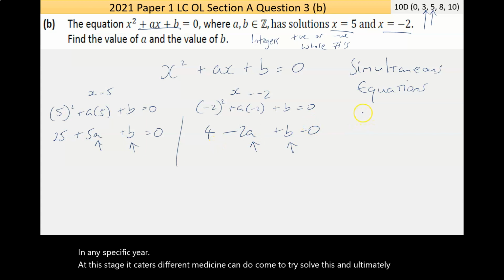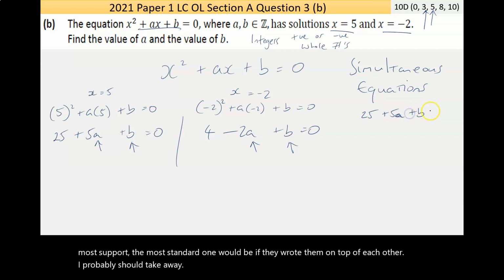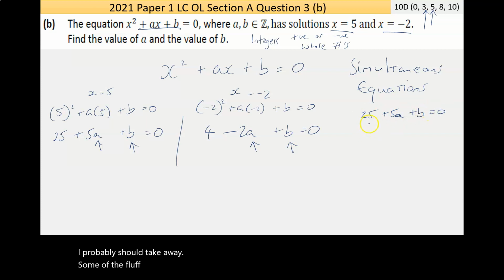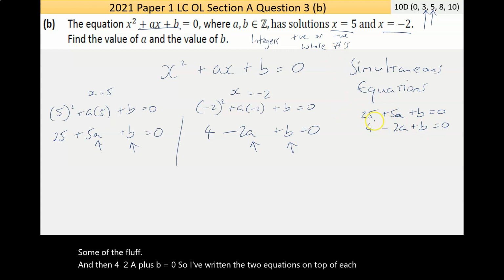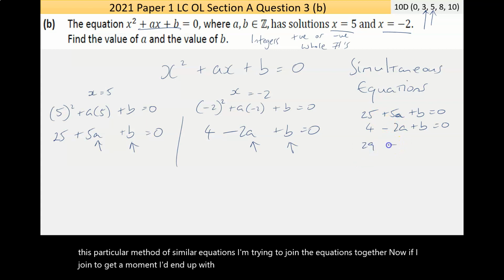Now, at this stage, there are different methods I can use to try to solve this, and ultimately, the most standard one would be if I wrote them on top of each other. I probably should take away some of the fluff. And then 4 minus 2a plus b equals 0. So I've written the two equations on top of each other. In this particular method of simultaneous equations, I'm trying to join the equations together. If I join them at the moment, I'd end up with 29 plus 3a plus 2b is equal to 0, which isn't going to help me because I still have two unknowns.